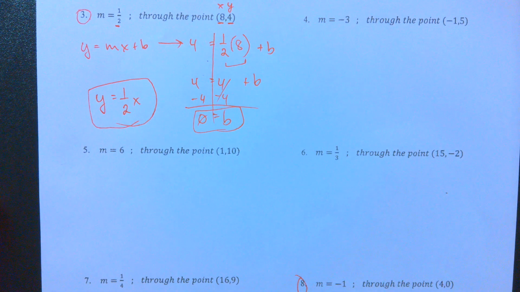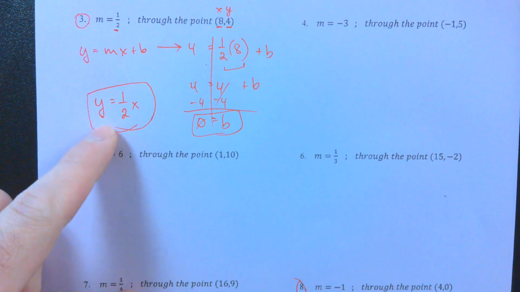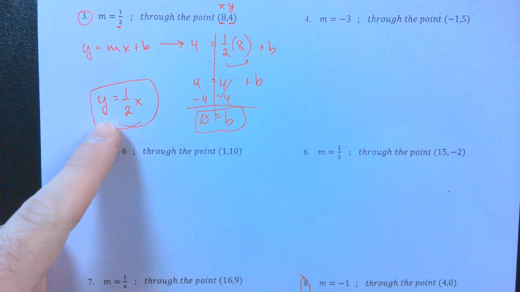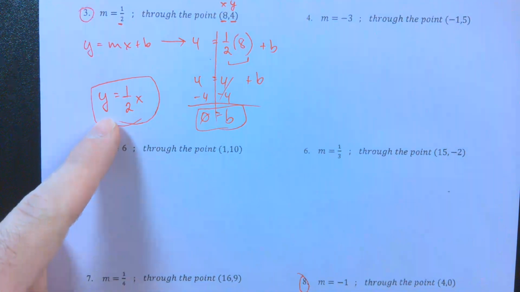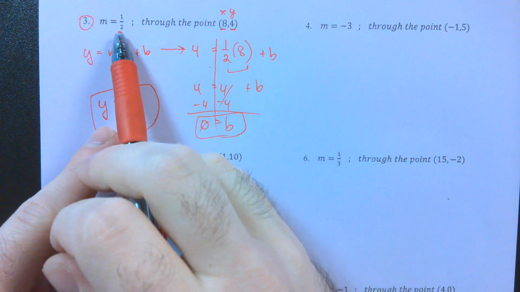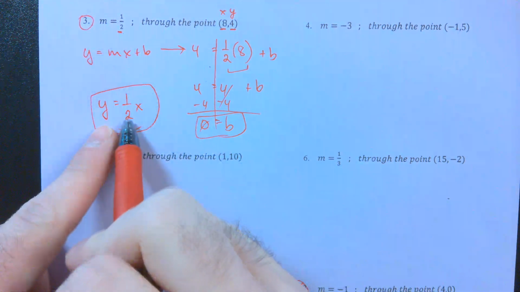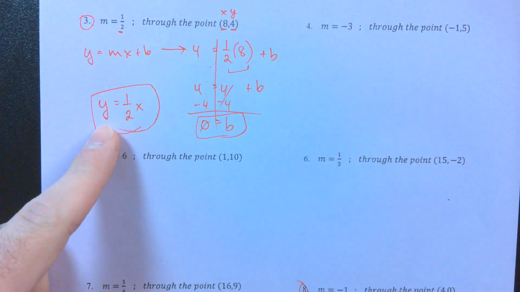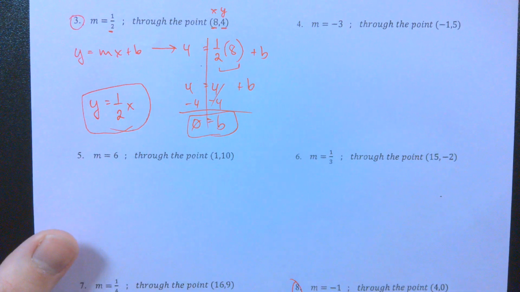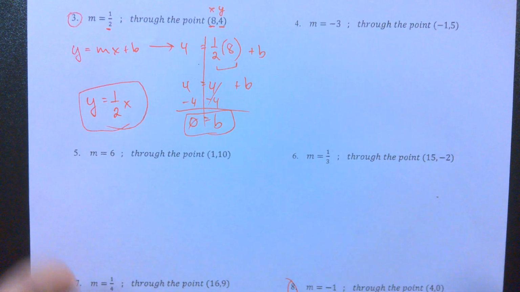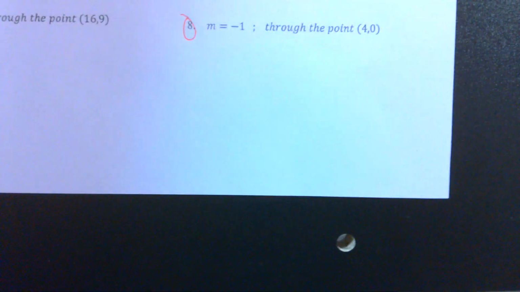Give me a thumbs up if you got this equation on number 3. Uh-oh, 6 of us. Yeah, 1/2 is the slope that they gave us, so we just put it right in front of the x. I don't need a plus 0. Good, thank you. Number 8, bottom right.